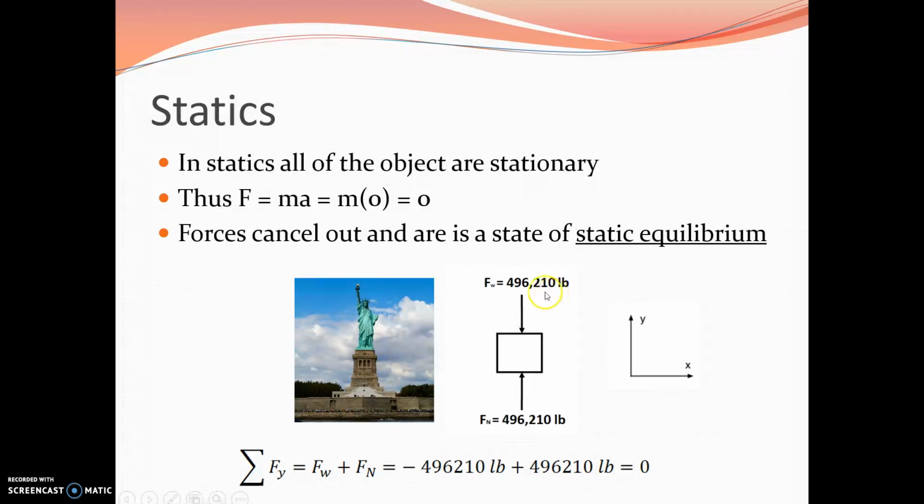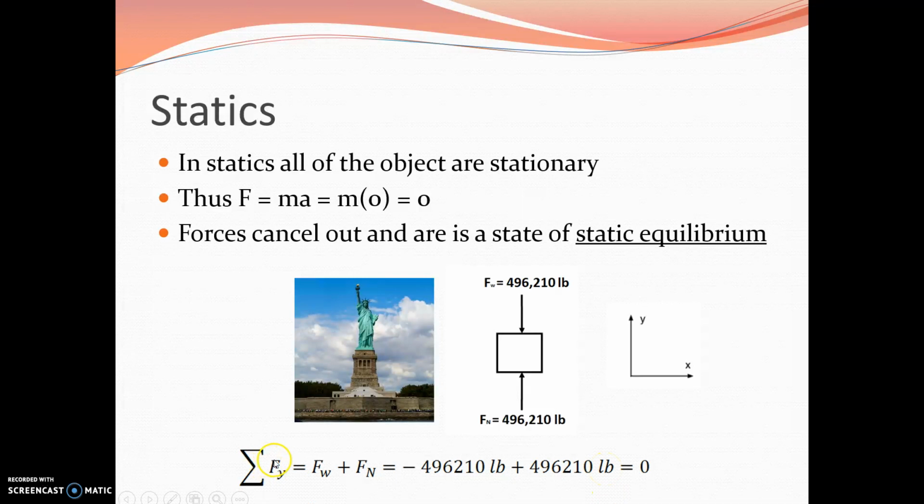Everything is assumed to be stationary, so all of your forces when added together should equal zero, net force of zero. And the forces cancel out and are said to be in a state of static equilibrium. Here's an example of the Statue of Liberty, which weighs 496,210 pounds. This is its weight. Pressing down and then pressing up is the base of the statue with the exact same force, 496,210 pounds.